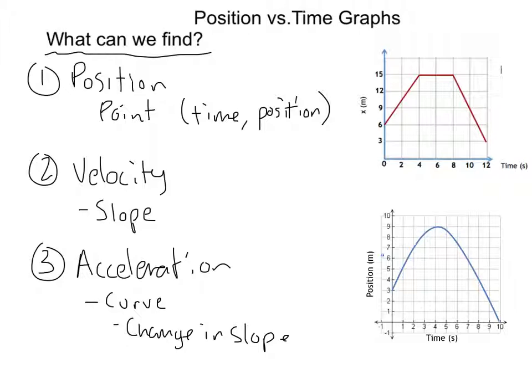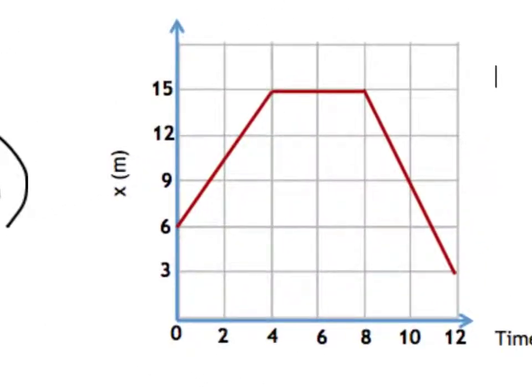So, let's look at a specific example. When we look at this position versus time graph, we see that each point tells us a position and a time. So this point right here is 15, 4. So 4, 15. So at 4 seconds, the object is at position 15. Now we talk about the slope. We can interpret this graph and say, well, right here we see a positive slope.